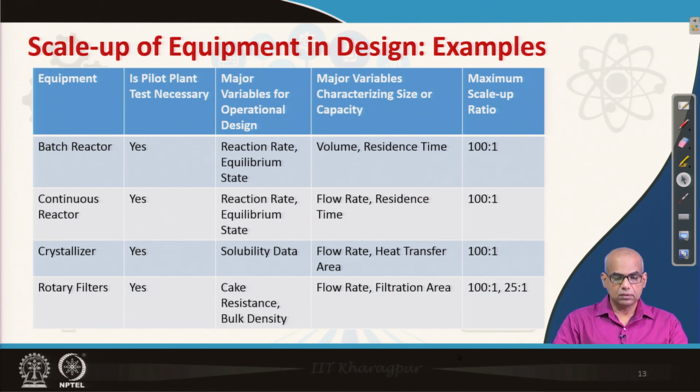For example, the major variables for operational design for a continuous reactor will be reaction rate and equilibrium state. The major variables characterizing size or capacity for continuous reactors will be flow rate and residence time. The maximum scale-up ratio is 100:1.